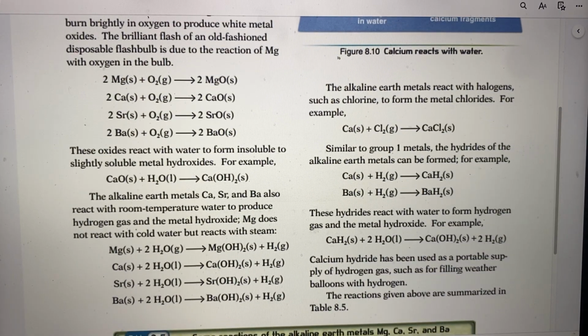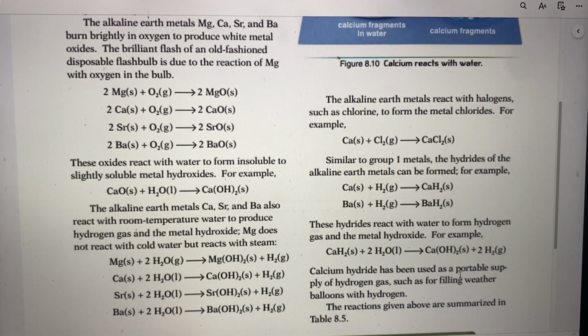And so in this first column here, especially magnesium and oxygen, let's go up here, it says alkaline earth metals: magnesium, calcium, strontium, and barium. As you see there, they react, and they're going to be reacting with a brilliant flash of light. That's with magnesium and oxygen. So they react with oxygen pretty well. So let's look at these.